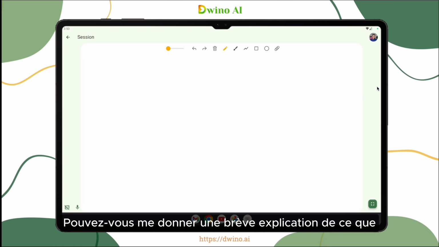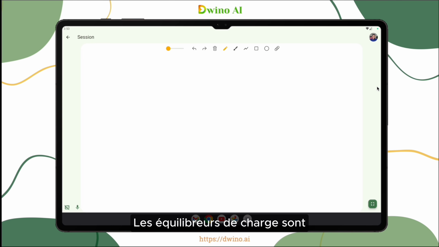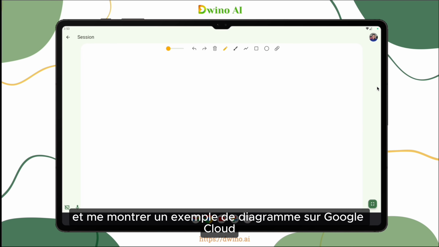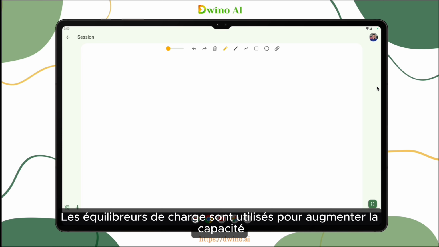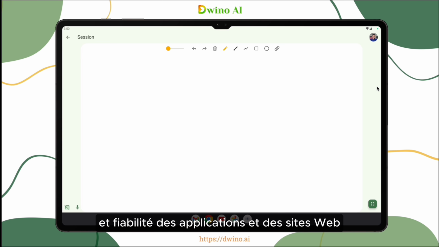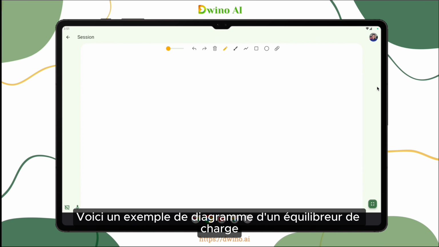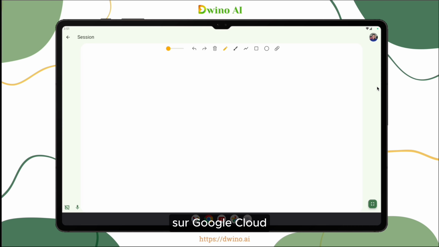Can you give me a short explanation of what load balancers are and show me an example diagram on Google Cloud? Sure. Load balancers are used to increase capacity and reliability of applications and websites by spreading the load across multiple servers. Here is an example diagram of a load balancer on Google Cloud.